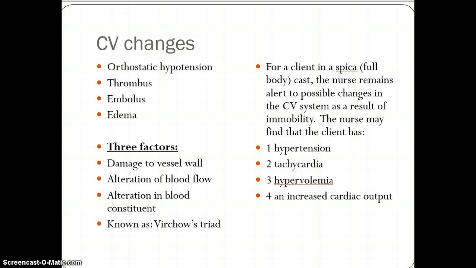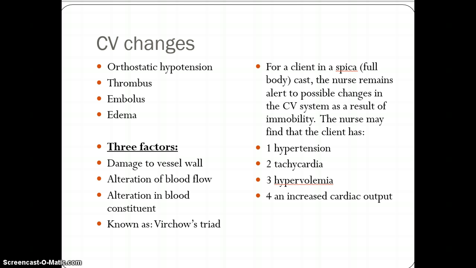As we look at cardiovascular changes, very significant. Our orthostatic hypotension, or when they stand they get dizzy, they can oftentimes have a blood clot or a thrombus, and that thrombus can break loose and become the embolus that travels through the body. We worry about that embolus traveling to the brain and the lungs, and if in the lungs it would be called a pulmonary embolus or a PE, and the edema.